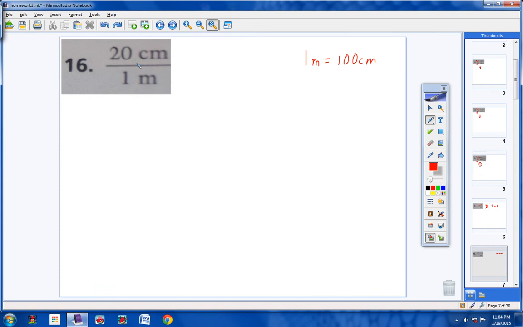So instead of converting centimeters to meters, I'm going to convert meters to centimeters. 1 meter equals 100 centimeters. So now I have 20 over 100. Well, cross off your zeros. 2 goes into 2 once. 2 goes into 10 5 times. So you're left with 1/5. Okay, that'll be meters compared to meters. Okay, 1/5. All right, moving on to number 17.